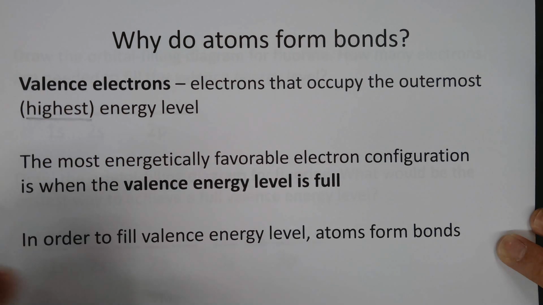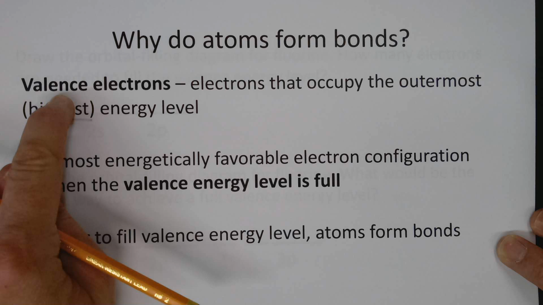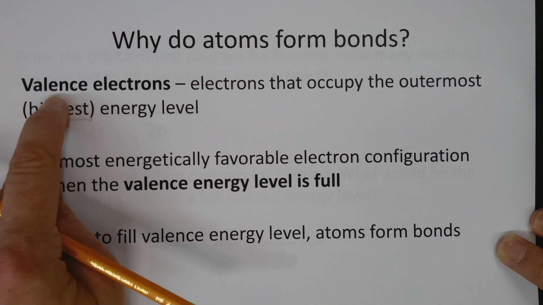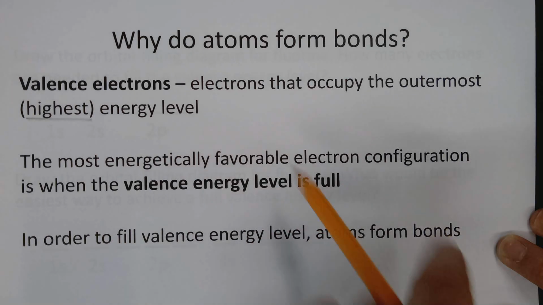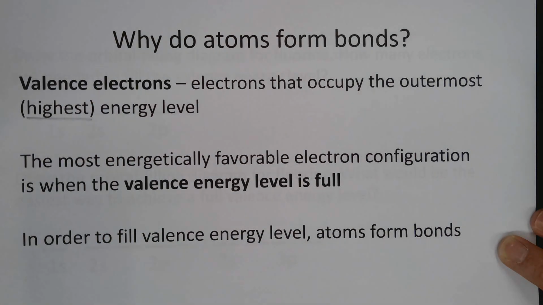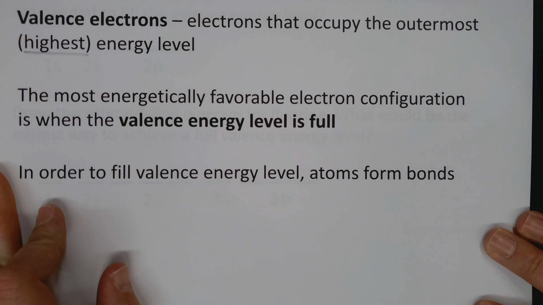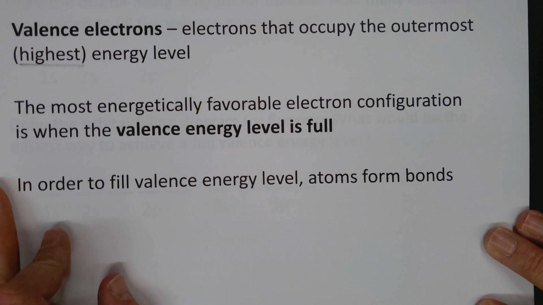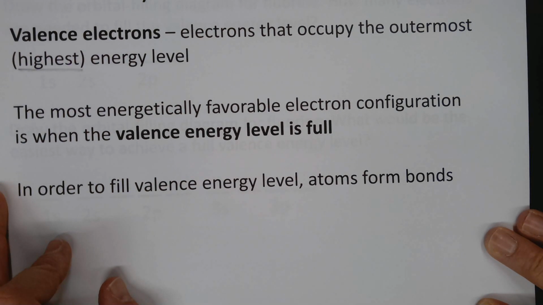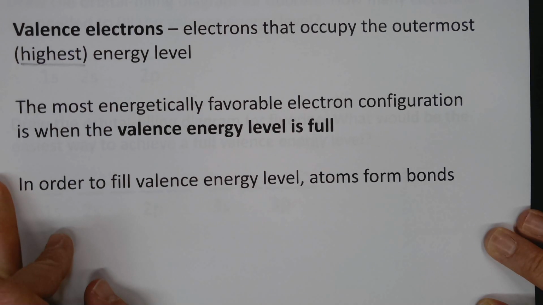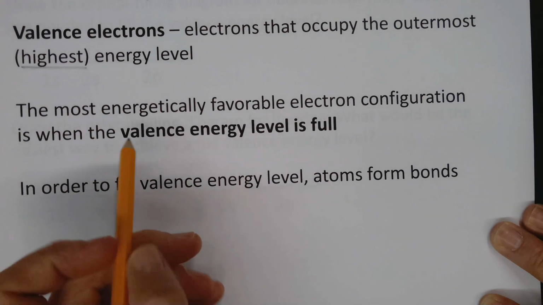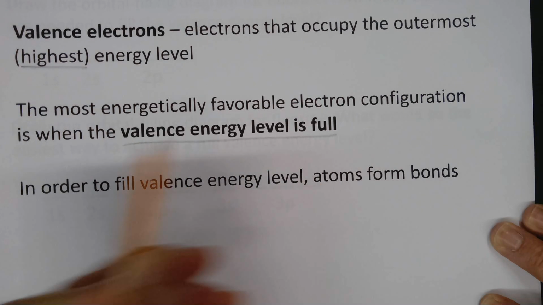So if you remember when I introduced valence electrons about a week ago, I said that these determine the chemical character of an element, and that's because they're the ones that are actually on the outside interacting with everything else. Now, the most energetically favorable electron configuration, so that's basically the arrangement of electrons in the orbitals, is when the valence energy level is full.